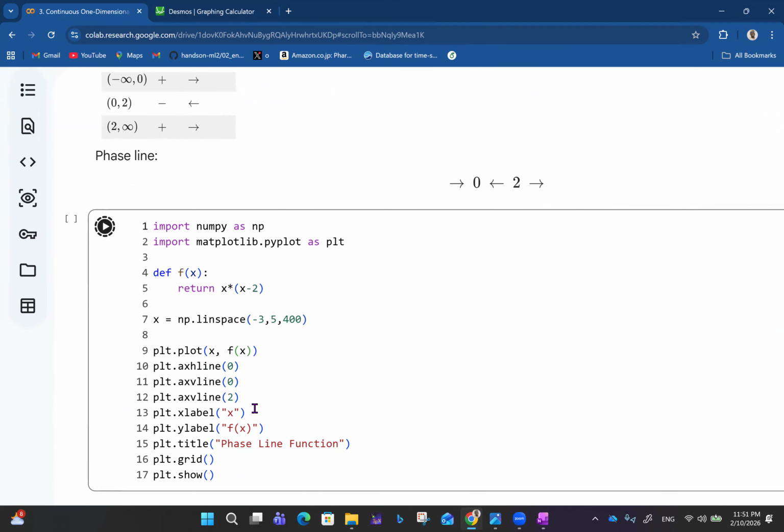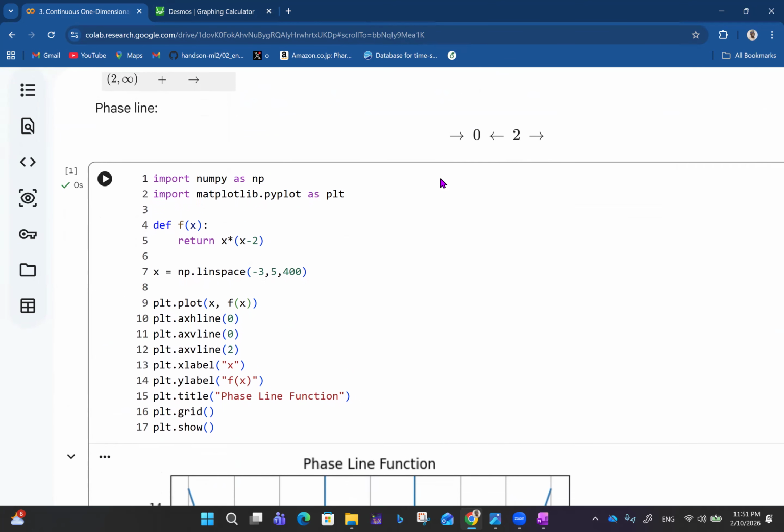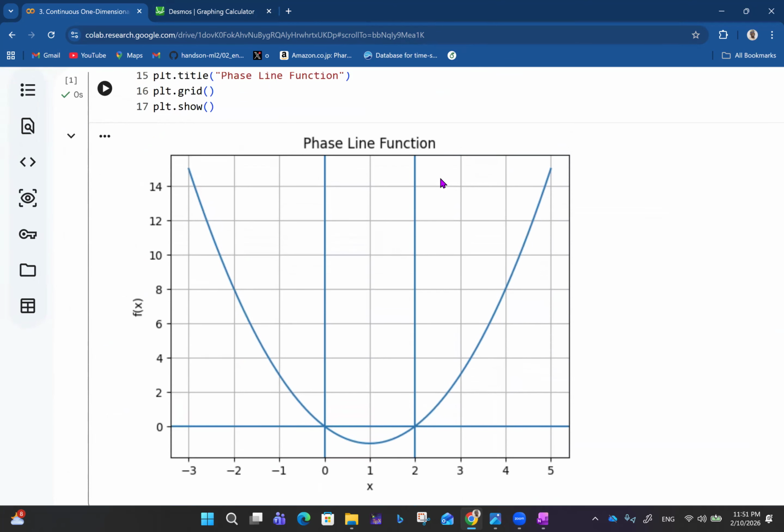So if I just run this now, we are doing it from minus 3 to 5 because you have 0 and 2, right? So you want to have the negative side there, and then something less than 0 and something bigger than 2. And you can see this right here now. So this is the curve right here. From negative infinity to 0, positive; from 0 to 2, negative; from 2 to positive infinity, positive. And then you see that you're moving like this.